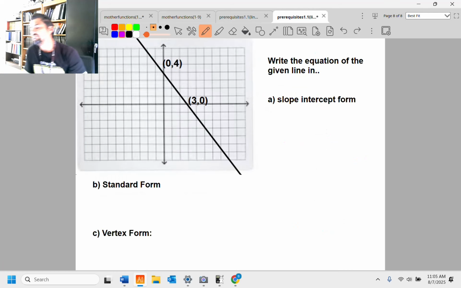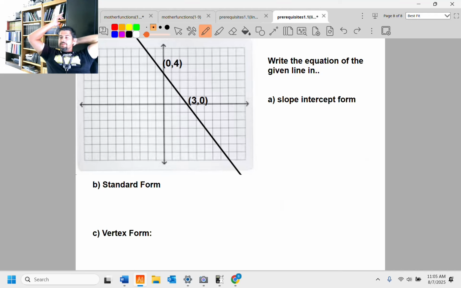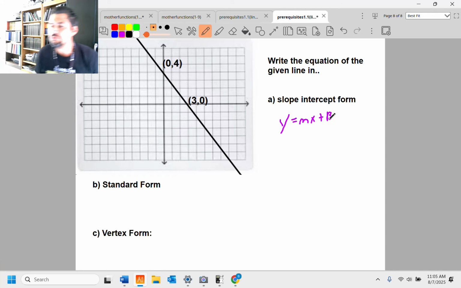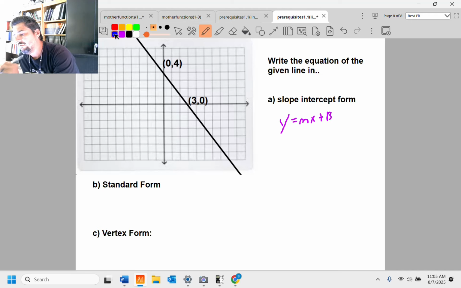Last page. Write the equation of the given line in lots of different forms here. The first one is slope-intercept form. Slope-intercept form being y equals mx plus b. This is not a high school math standard. This is a middle school standard. So you should be good at this.